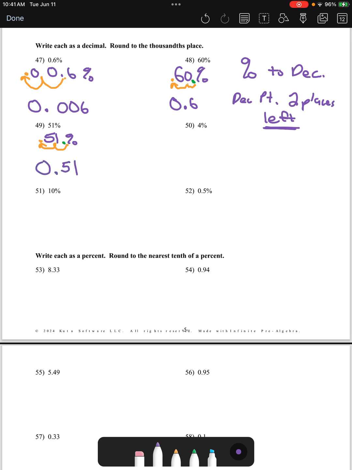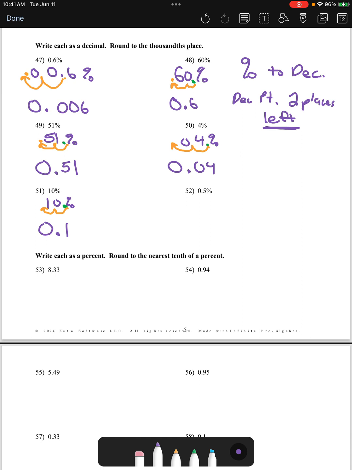51% has an invisible decimal point. 2 places left, 1, 2, means I have 0.51. So I'm going to write 0.51 as my final answer. 4% has an invisible decimal point. 2 places left, 1, 2, creates a gap. Final answer is 0.04.